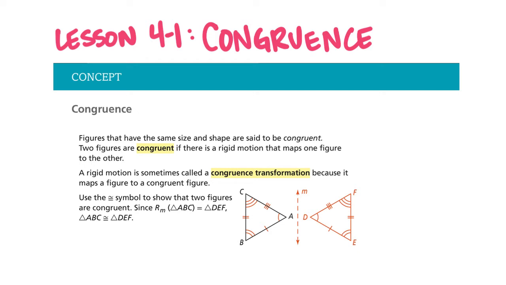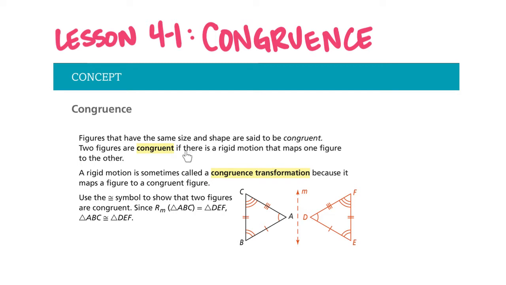So we've talked about this word congruent before. We've talked about congruent angles that have the same measure, and we've talked about congruent segments that have the same length. But now we're going to be talking about entire figures that are congruent. And the basic idea here is that when figures have the same size and the same shape, that's what we mean when we say that those figures are congruent.